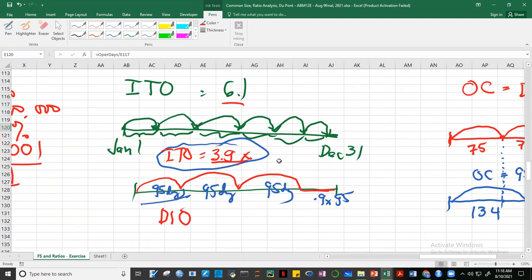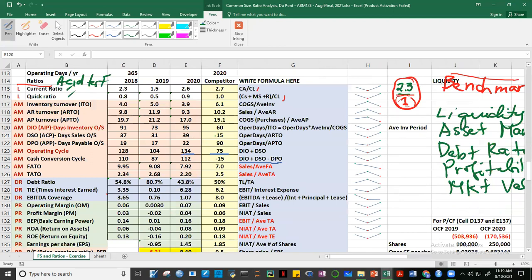So sa competitor natin, this takes 60 days, or it's equivalent to 6.1 times. So guys, please take note that the inventory turnover is similar to the days inventory outstanding. Only we take a look at it from a different perspective. Si ITO, yung number of times a year. Si DIO, it's the days, number of days per cycle.